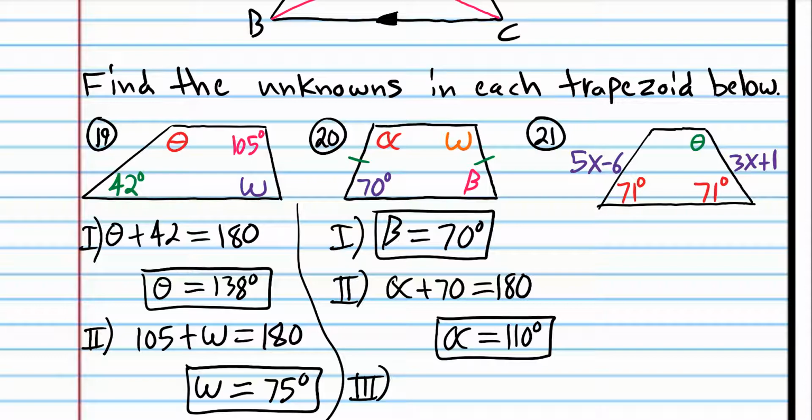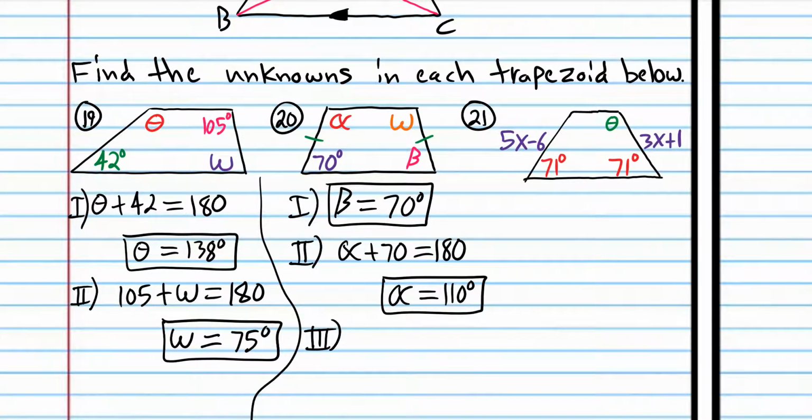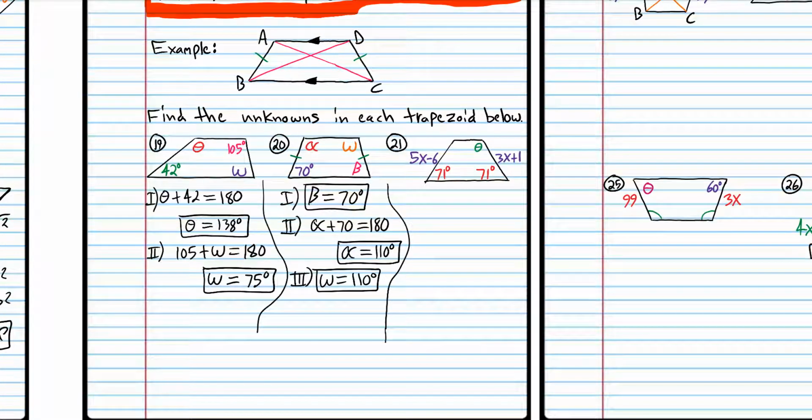Now remember, if we have an isosceles trapezoid, and by the way, this is true for any trapezoid, not just for isosceles, but this part is only true for isosceles. So now that we know that this is an isosceles trapezoid, that means that these must be equal too. So if alpha is 110, then omega must be 110 also.